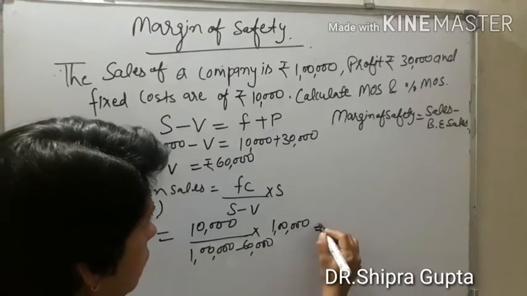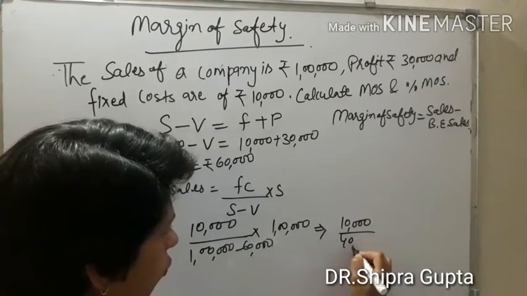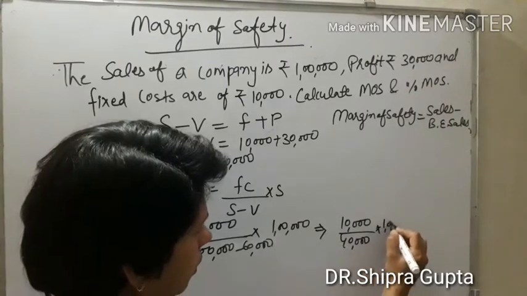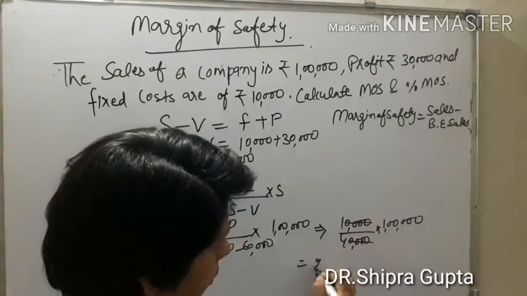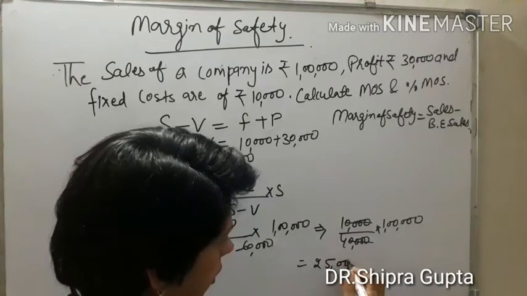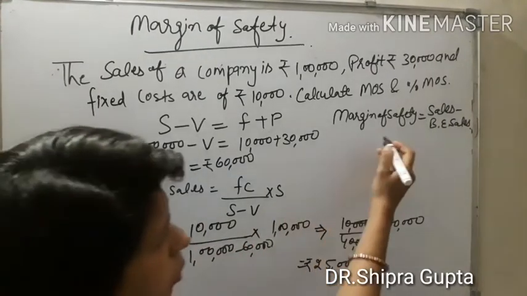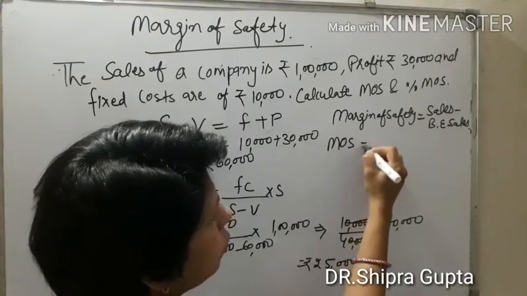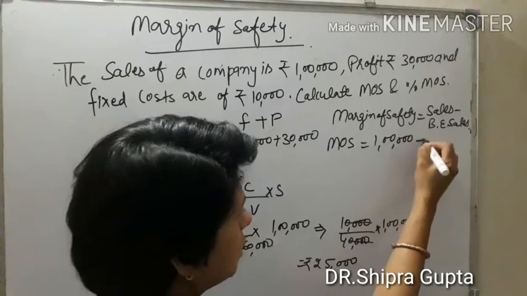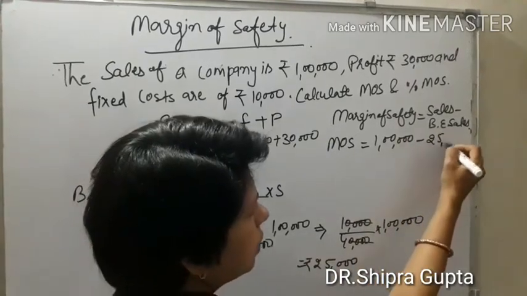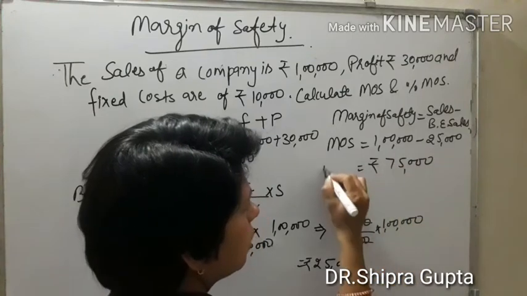Then we will solve this. 10,000 divided by 40,000 multiply 1 lakh. It means 25,000 rupees is break-even sales. Now we will put the values in that formula. Margin of safety, MOS, equals actual sales, given 1 lakh rupees, minus break-even sales 25,000 rupees. Now margin of safety in rupees is 75,000.